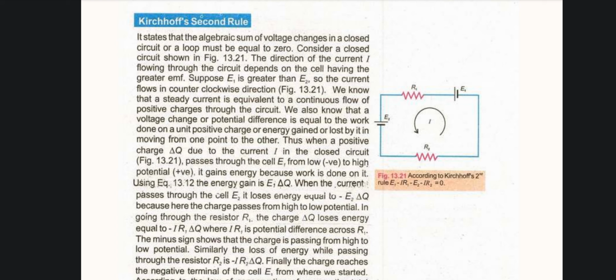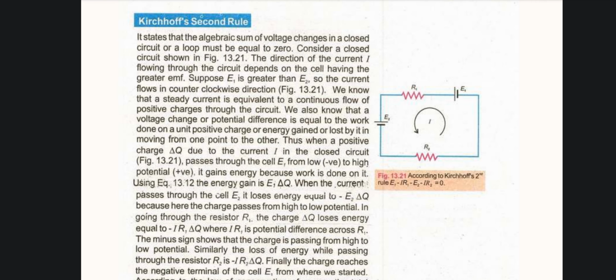Suppose E1 is greater than E2, so the current flows in a counterclockwise direction. We know that the steady current is equivalent to a continuous flow of positive charges through the circuit. We also know that the voltage change or potential difference is equal to the work done on a unit positive charge, or energy gained or lost by it in moving from one point to the other.